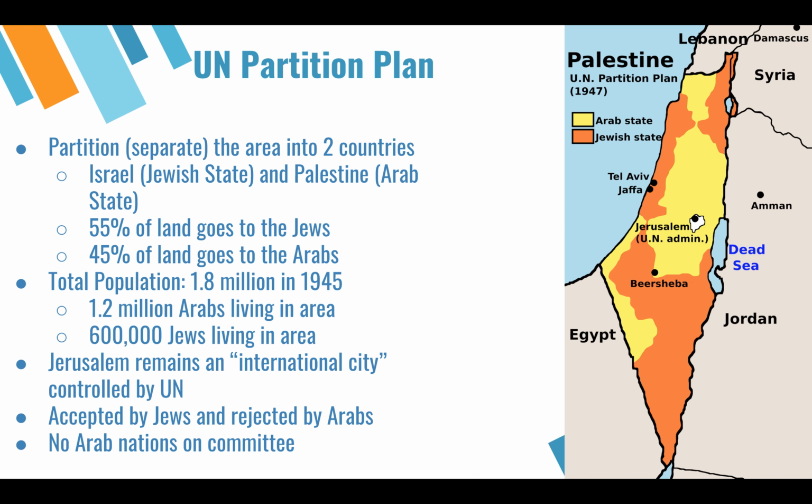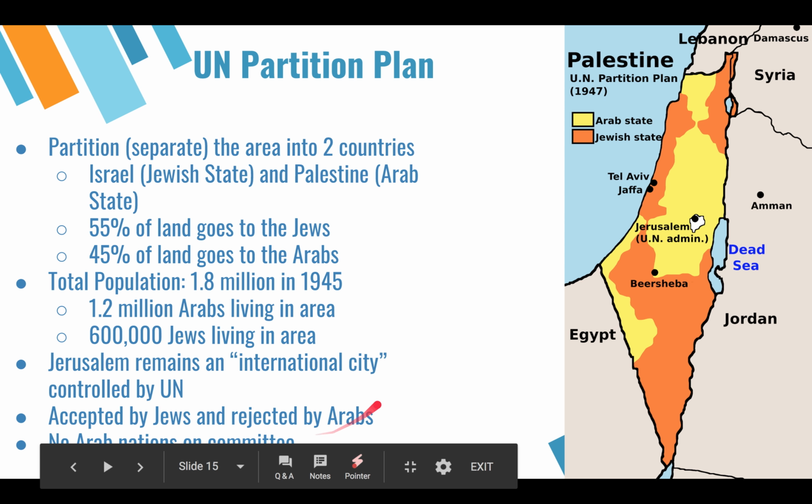And again, remember that this partition was drawn up in 1947, when there was a major need to find a home for all of the people who had survived the Holocaust and all of the other Jewish people who did not have a safe place to live in the wake of World War II. Jerusalem, as we already said, was to remain an international city.